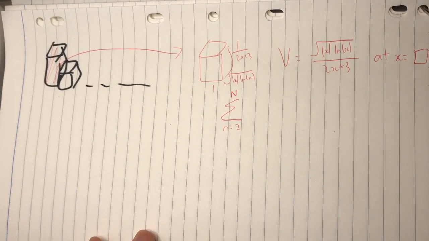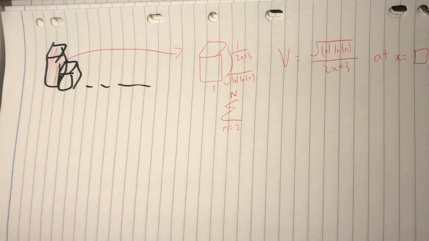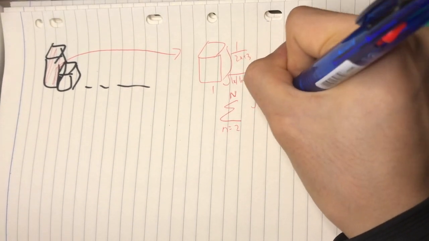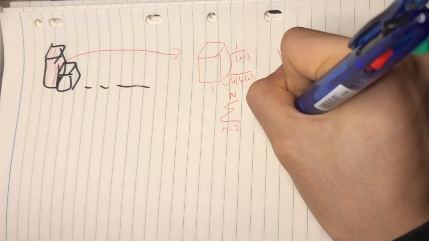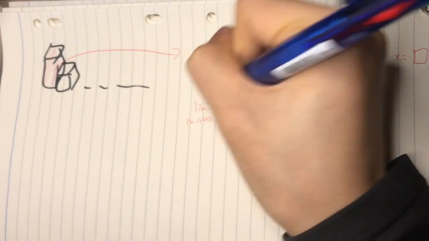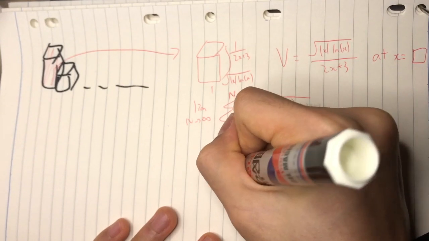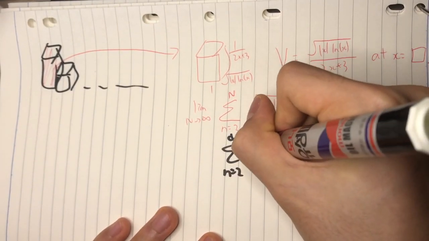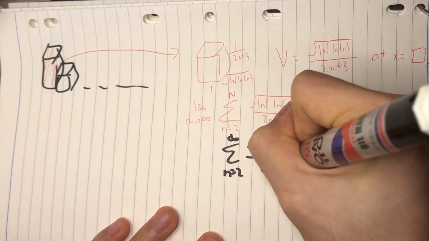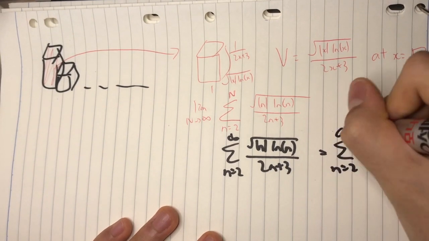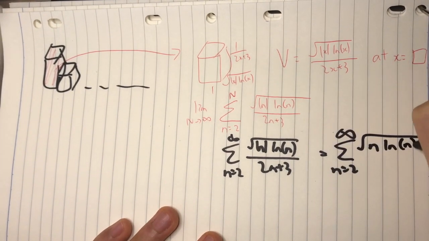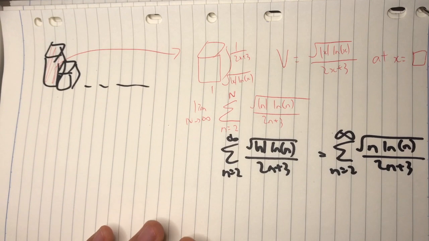And so we can write this as a series, but we're going to take the limit as n goes to infinity, which thus can be written as an infinite series of n equals 2 to infinity of the volume equation. Before we try out any series, we're going to rewrite it removing the absolute value function because all the n values we're dealing with are positive.